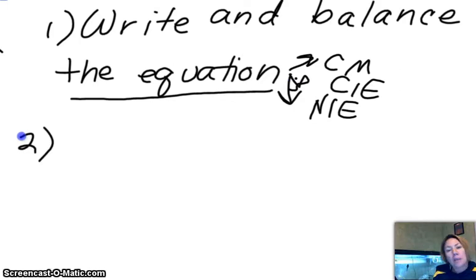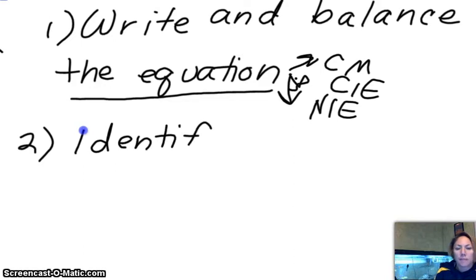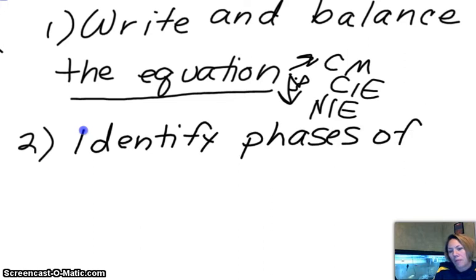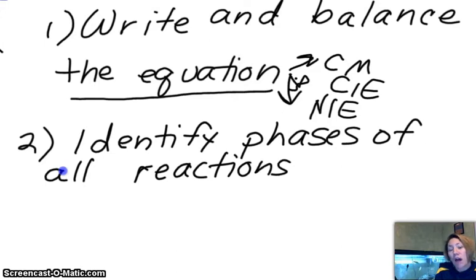The second step is, I think it's very important to identify the phases of all reactants and products. It will help you when they ask specific questions, like what is the concentration of all ions left in solution? Well, you want to make sure you don't count the solids, and you will unless you write down that something's a solid. So identify all phases of reactants and products.